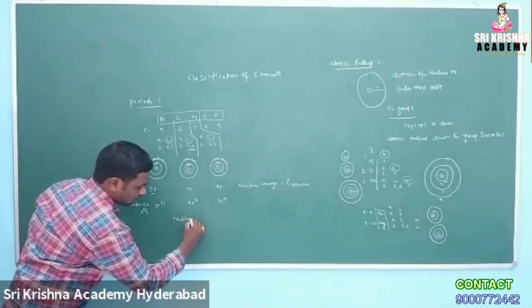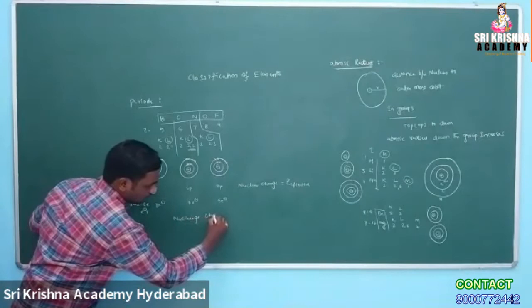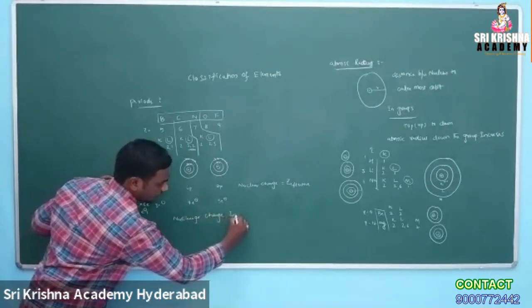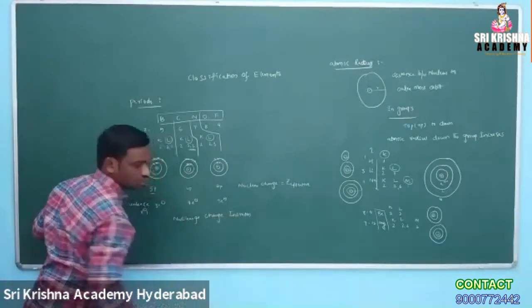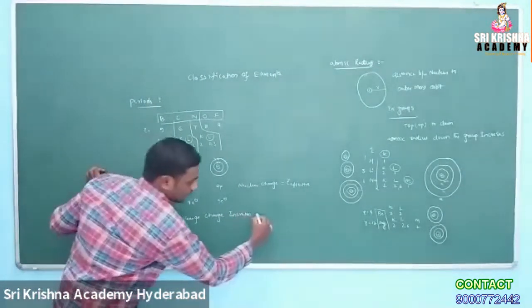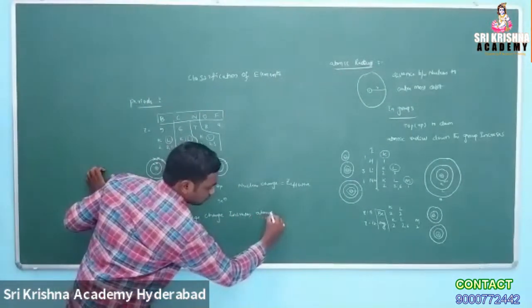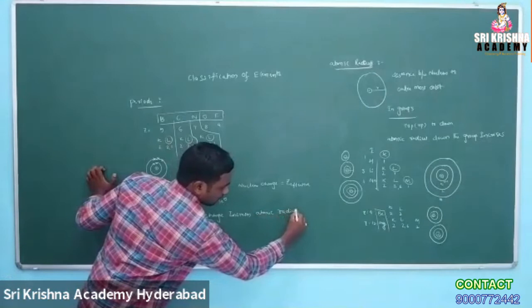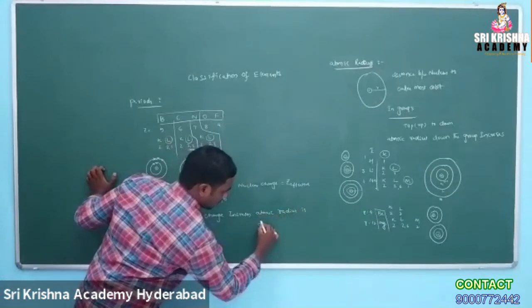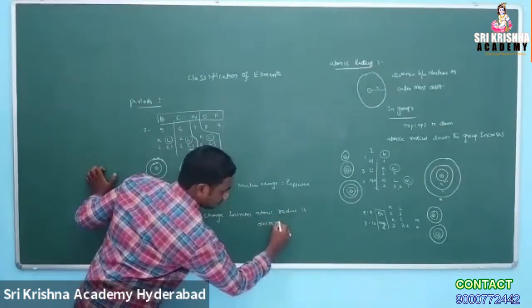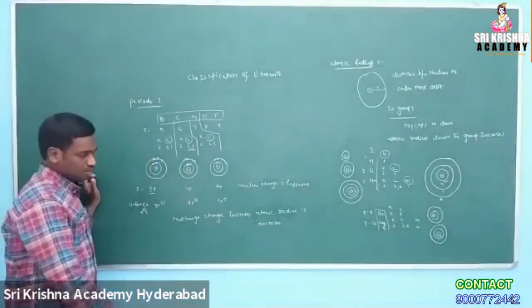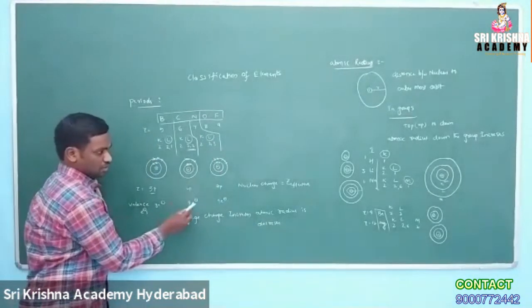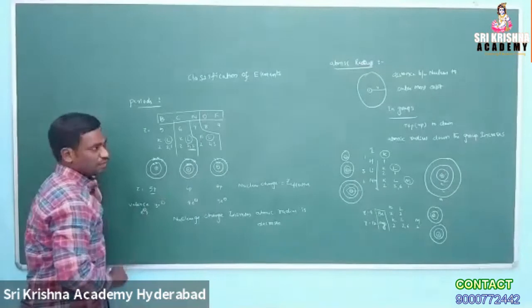The nuclear charge increases. Atomic radius decreases. Why? Because attraction power is more. Here 7 protons are attracting 5 electrons.